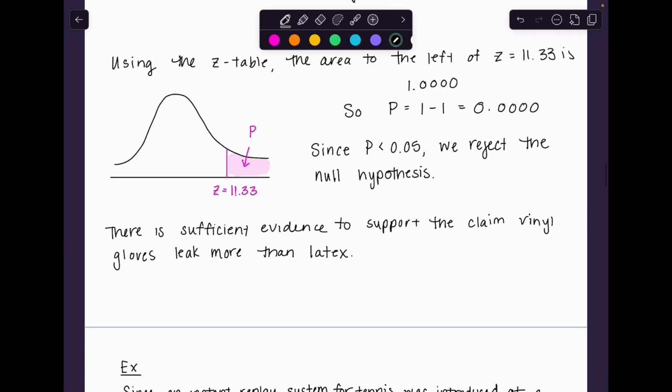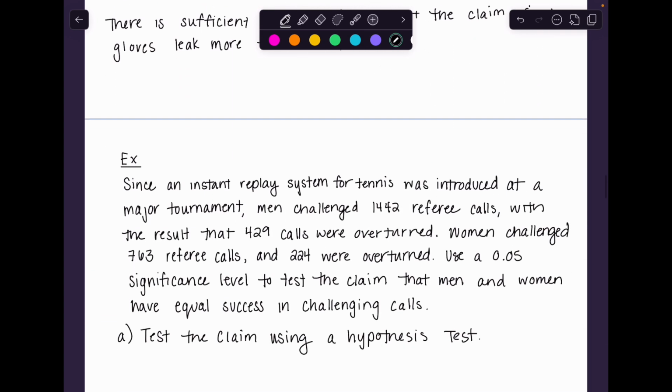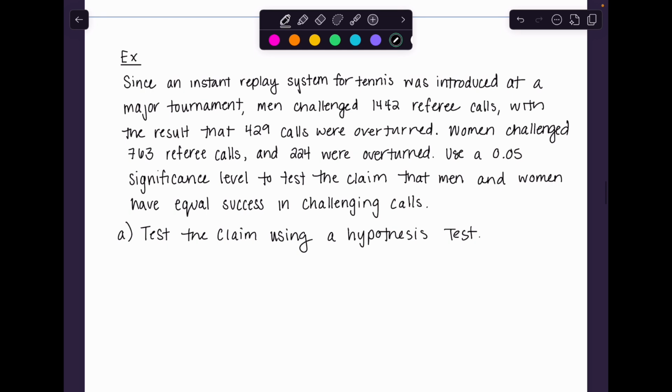So for this particular example, since an instant replay system for tennis was introduced at a major tournament, men challenged 1,442 ref calls, with the result that 429 calls were overturned. Women challenged 763 referee calls and 224 were overturned. Using a 5% significance level to test the claim that men and women have equal successes in challenging calls.